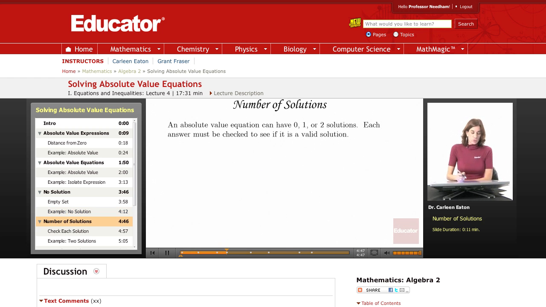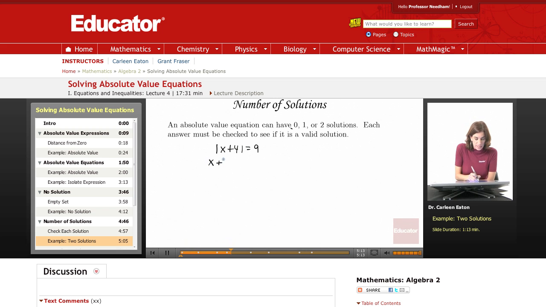So we just talked about a situation where there is no solution. An absolute value equation can have 0 solutions, which we just discussed, that's the empty set, 1 solution, or 2 solutions. And it's important to check each answer to make sure that it is a valid solution. For example, if I have the absolute value of x plus 4 is equal to 9, I'm going to go ahead and solve that using the usual technique of turning it into two related equations. X plus 4 equals 9, and x plus 4 equals negative 9. I'm going to solve that. X equals 5. Here, I'm going to get x equals negative 13.